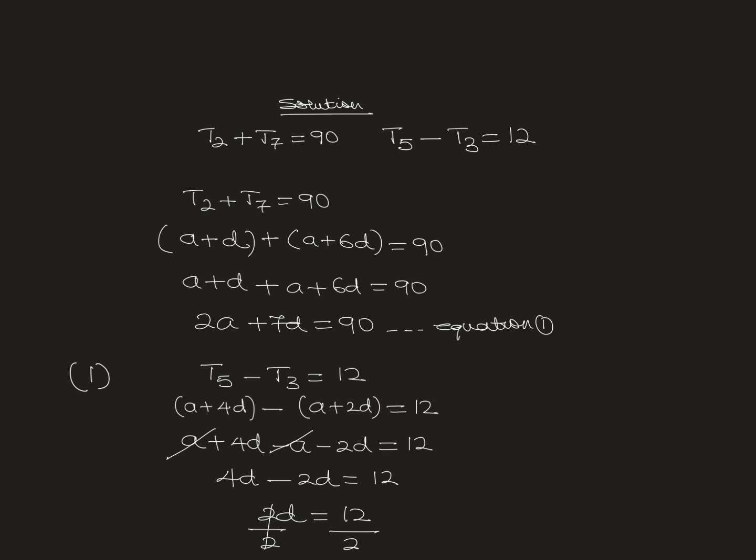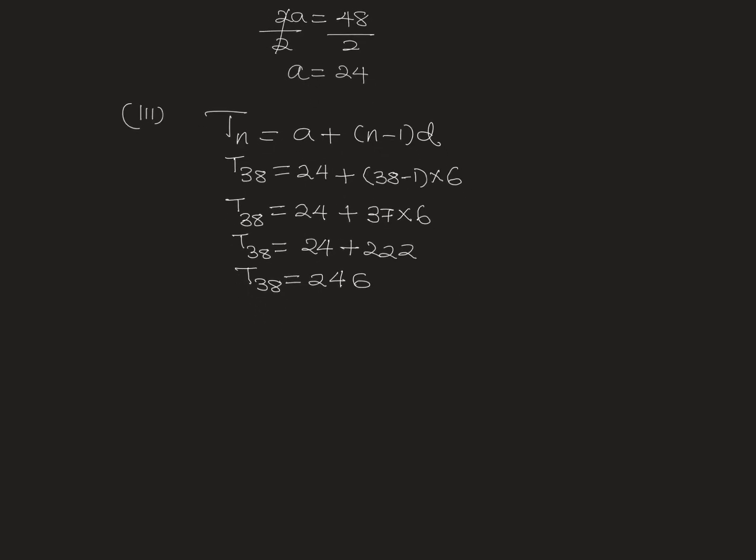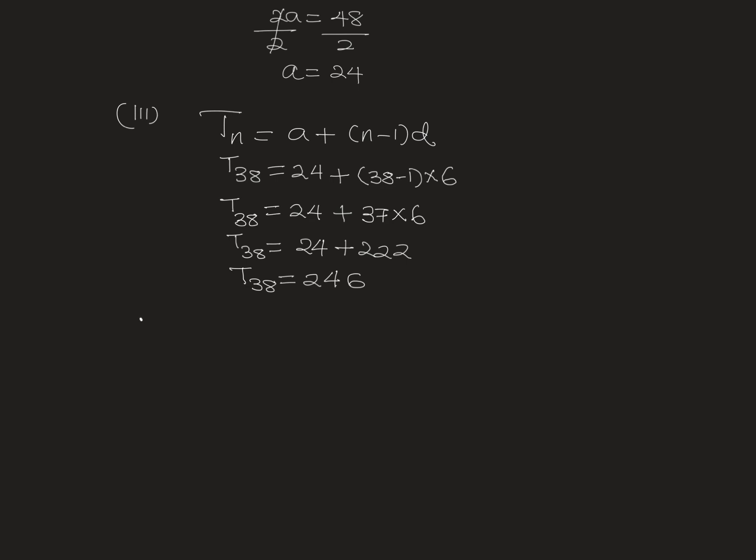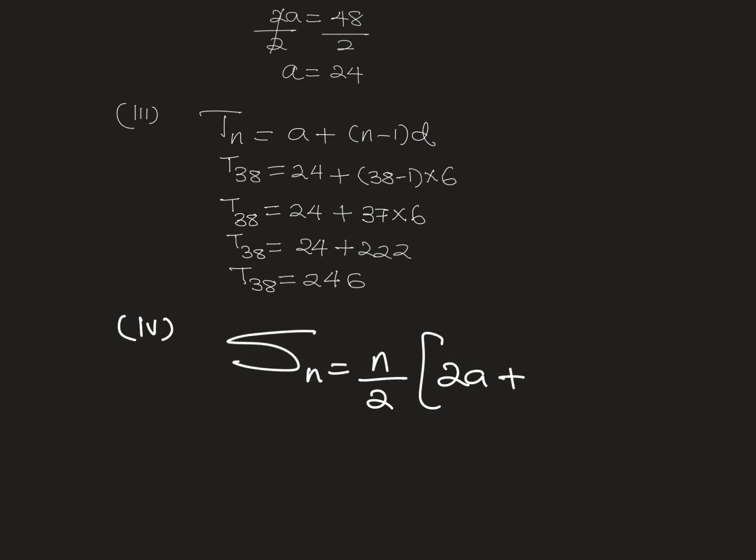Moving on to the fourth question. It says the sum of the first 14 terms. The fourth question is asking us the sum of the first 14 terms. So we know that using S sub n is equal to n over 2 into 2a plus n minus 1 times the difference.